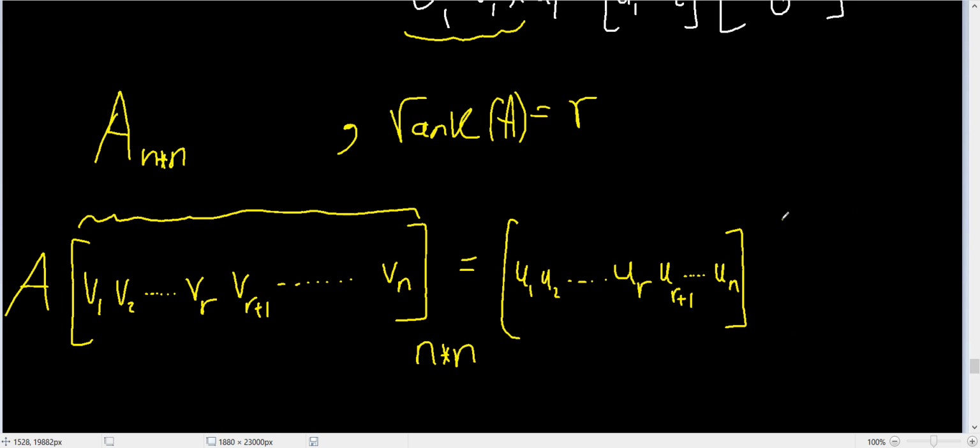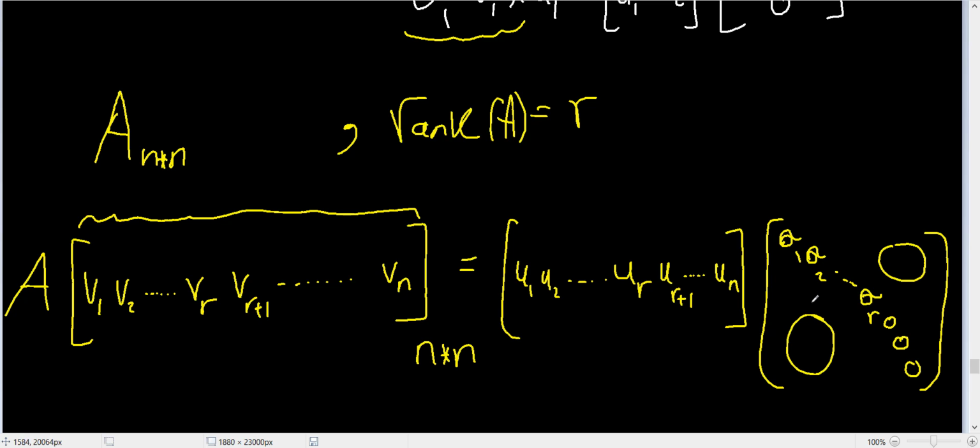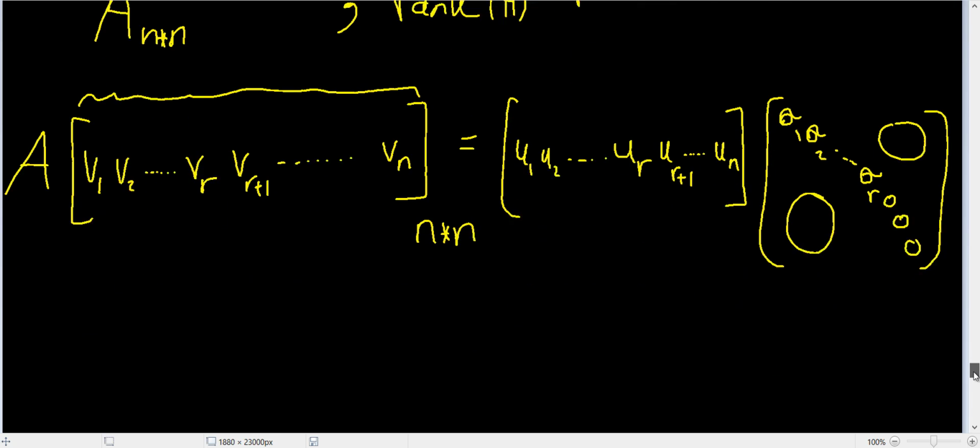Then for the matrix sigma, I can have the following. I can have here sigma 1, sigma 2 up to sigma R, and here from sigma R plus 1 up to sigma n, I can put zeros, and zeros here and zeros here.